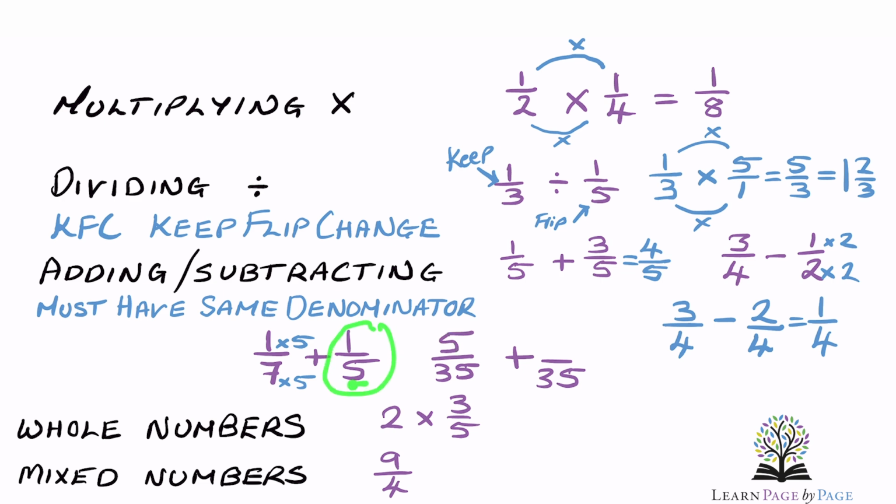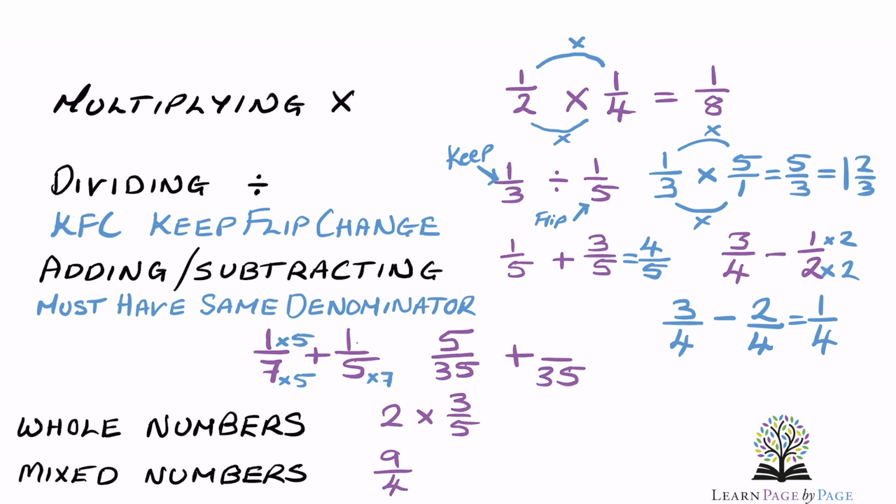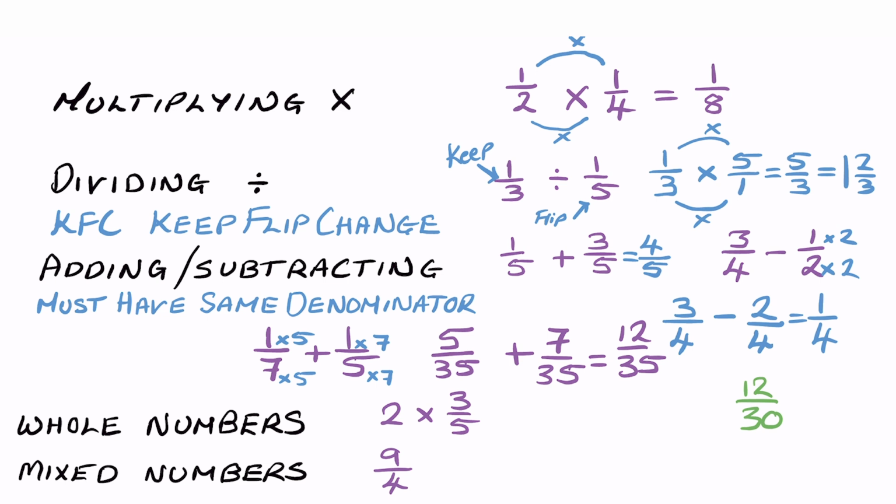This one here, how do we make a 5 into 35? We multiply it by 7. Whatever we do to the bottom again, we have to do to the top, and that gives us 1 times 7 is 7. And now we have exactly the same denominators, we can just add the numerators. So we're going to have 12 over 35. I can't simplify that. Let's say you had 12 over 30, and you could simplify it because 6's go into that. So 6's into 12 would go 2, and 6's into 30 would go 5. So your new fraction there would be 2 over 5. Make sure your answers are always presented in their lowest possible terms.